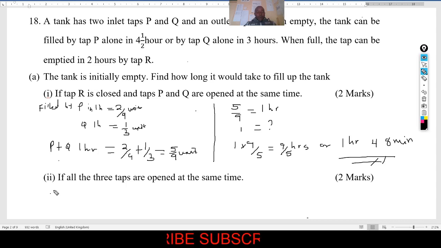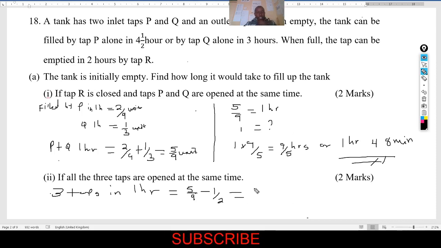Now if all the 3 taps are opened at the same time, in 1 hour, what is the fraction of water? The two of them give 5 over 9, minus, because the other one is emptying, R, which empties in 2 hours, so that is a half. That's the fraction of water it can empty in 1 hour. So when you subtract a half, you get 1 over 18.